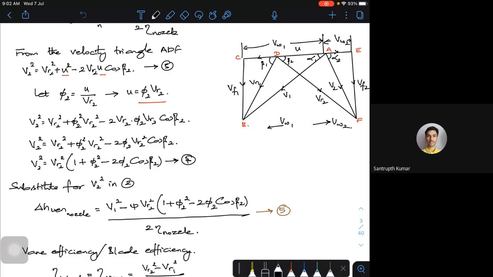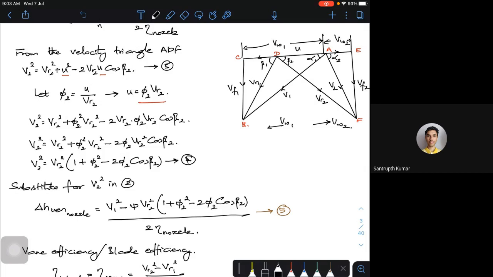So A, B, D is the inlet velocity triangle, and similarly A, D, F is the exit velocity triangle. I have the two components, VF, that is the flow component, and the whirl component for the inlet triangle, and I similarly have the flow component and the whirl component for the exit velocity triangle. Everything is represented.